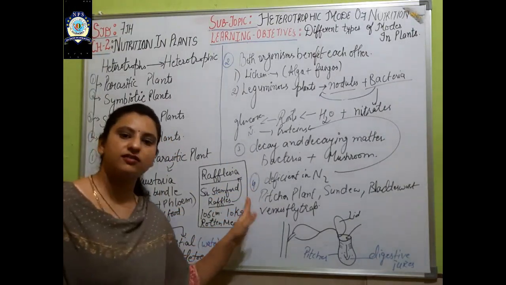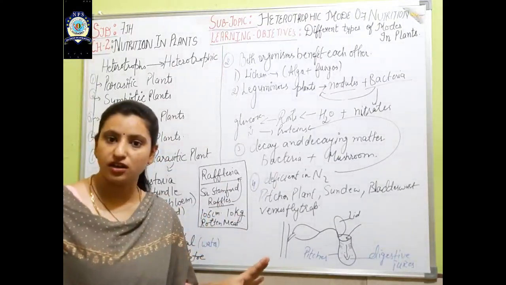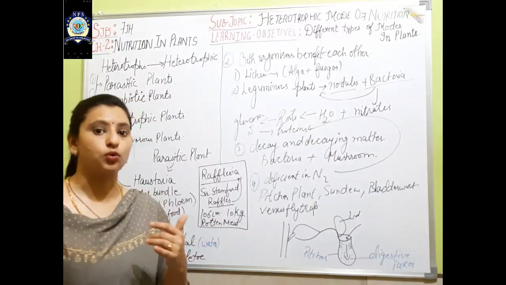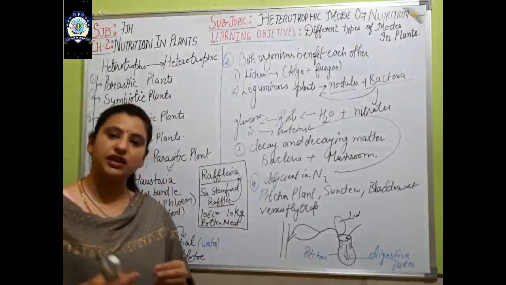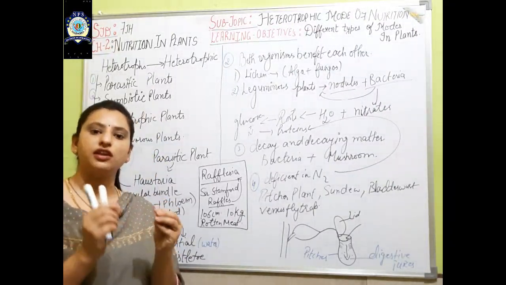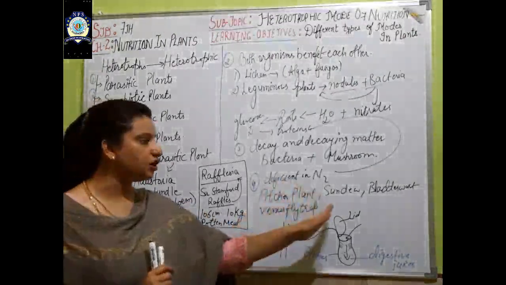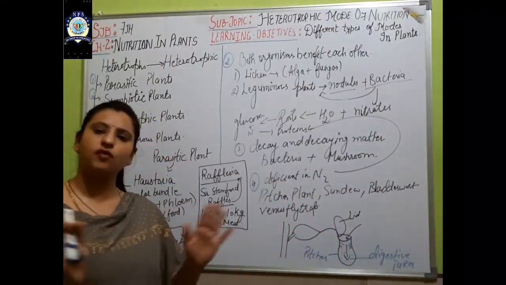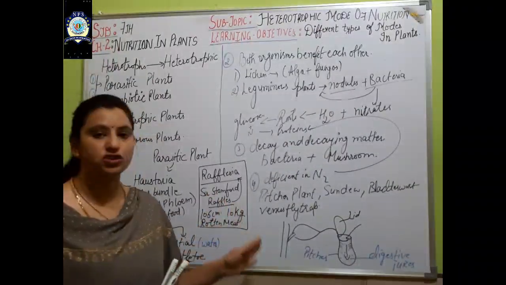In insectivorous plants, they are of green color, but they grow in such a soil which is deficient in nitrogen. If there is no nitrogen, no proteins will be formed. So to make the proteins in the body, what they do is eat up little organisms and insects to fulfill the need of nitrogen in their body. Okay, examples are pitcher plant, sundew, bladderwort, Venus flytrap, and a number of examples are there. So this is all about your heterotrophic mode of nutrition in plants.